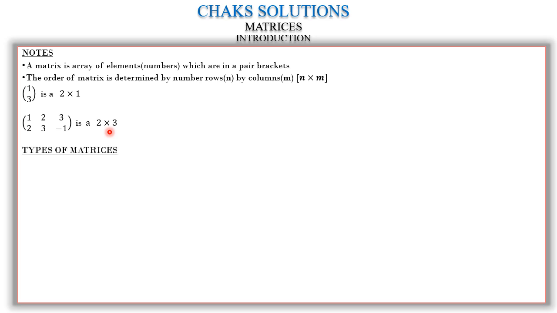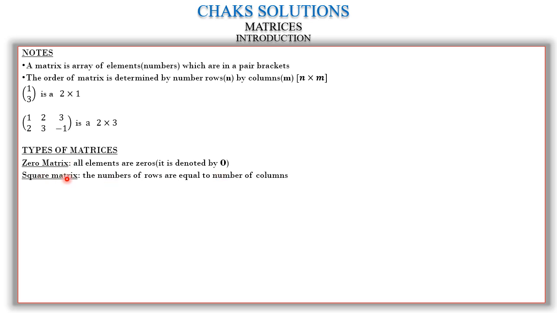Now we have types of matrices. The first type of matrix that we have is a zero matrix. A zero matrix is when all elements are zeros. So if the elements inside the pair of brackets are zeros, that's a zero matrix. It is denoted by O here.